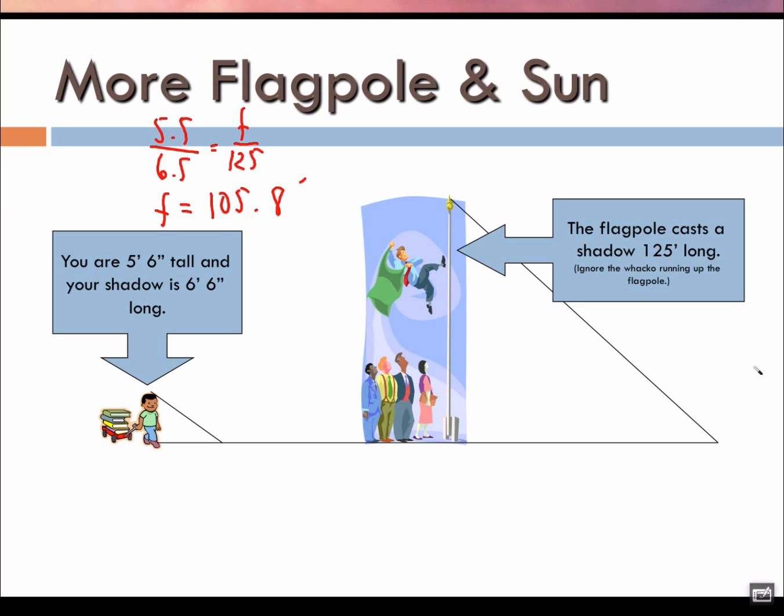Well, all the angles would be congruent because you're standing upright and the flagpole too. All right, so I'm assuming both your legs are the same length. Yeah. So you don't lean when you stand.